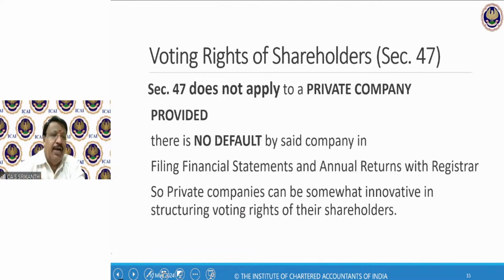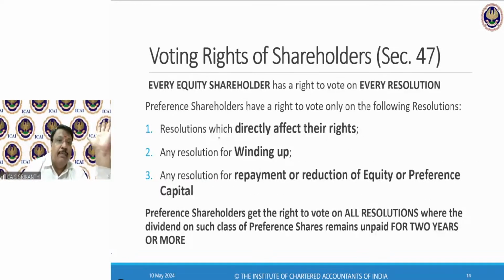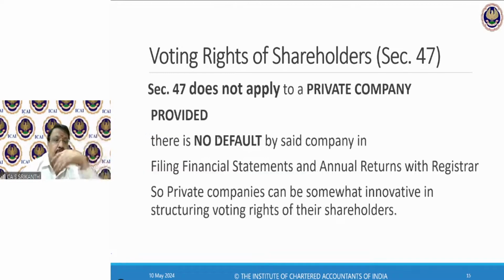Provided there should not be any default. So private companies can be somewhat innovative in structuring voting rights of their shareholders. Many private companies do not know this. Once you start incorporating private companies, you should advise the management. For example, there could be a senior person, and you can say for him the voting right will be more. Like that you can say, because you can say 47 will not apply.